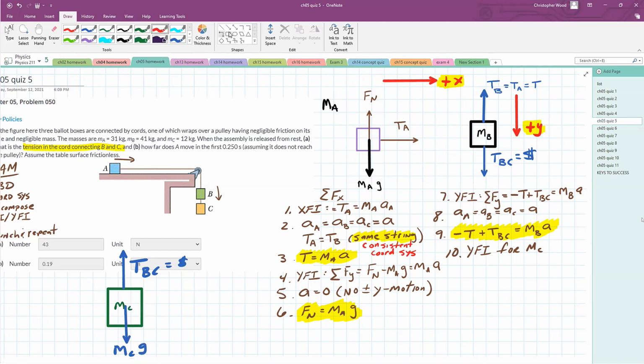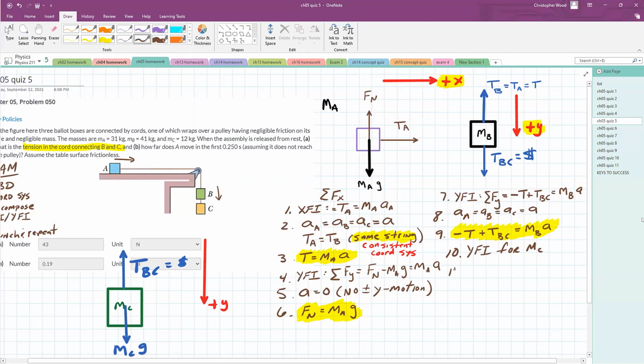My coordinate system is downward. I've got to be consistent, so this is plus Y. Let's do the Y force inventory. I have the sum of all Y forces equals, I've got negative T_BC, so I've dealt with that, and then I have positive M_C g, and I can see I made a mistake somewhere, but let me keep going here.